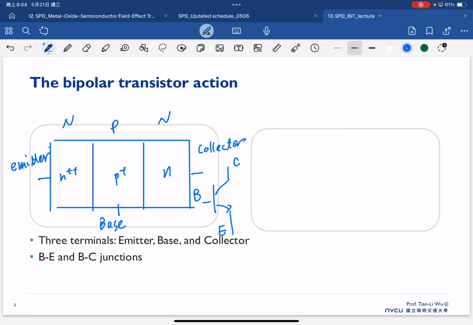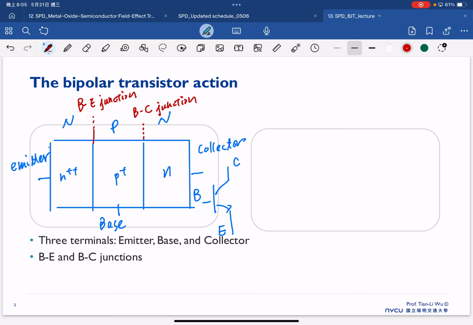Also, because this is two PN junctions connected with each other, we have two PN junctions. This one, we call the BE junction. And another one, we call the BC junction here. So we have two: one is the BE junction, another one is the BC junction. This is a typical case for the NPN BJT.